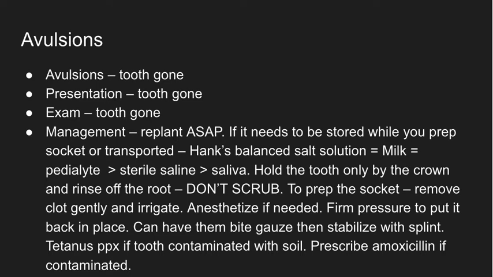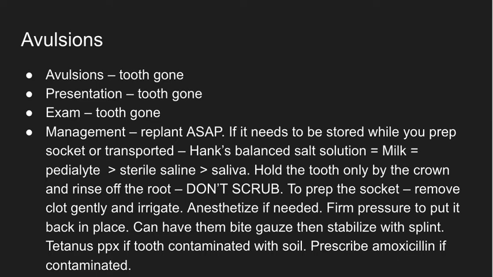And then the next options, if you're in a pinch and not at Sinai Grace, you can use sterile saline, or you can use the patient's saliva. You're going to hold the tooth only by the crown. Don't hold the root. And then rinse it off gently. Do not scrub it because you can scrub away some of the attachment apparatus. And then to prepare the socket, anesthetize, and then you're going to irrigate away the clot that's in the socket. And then you're going to use firm pressure to push it back into place.